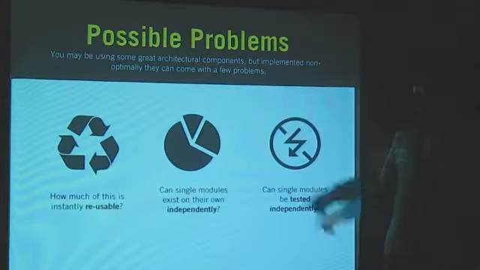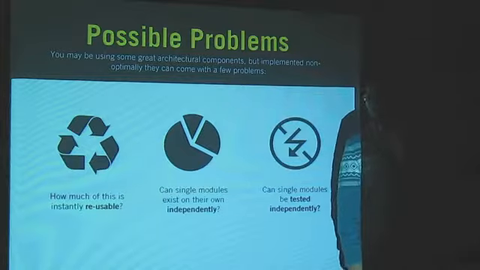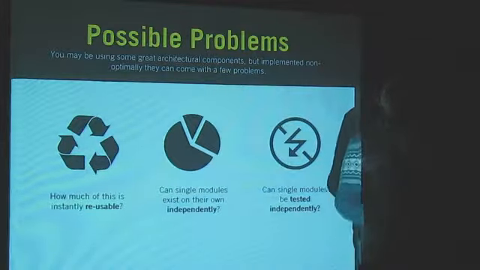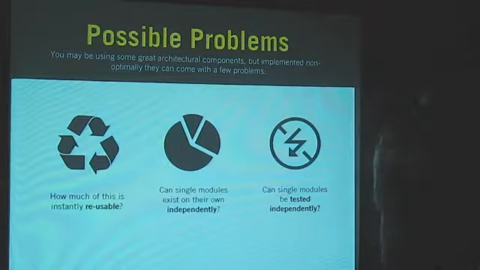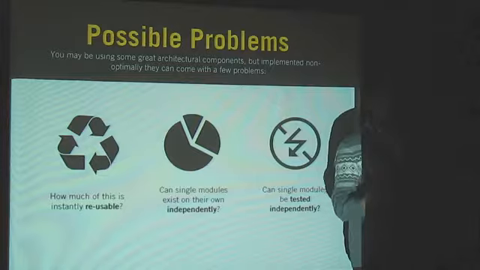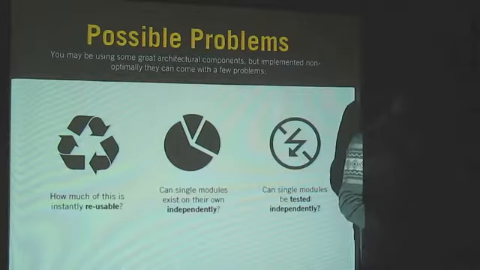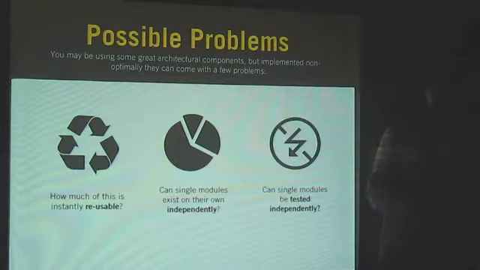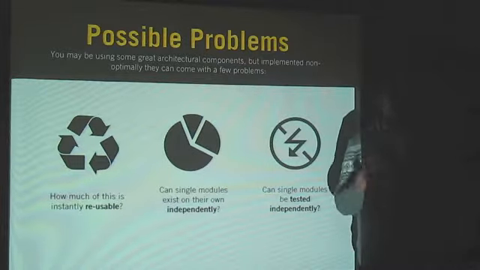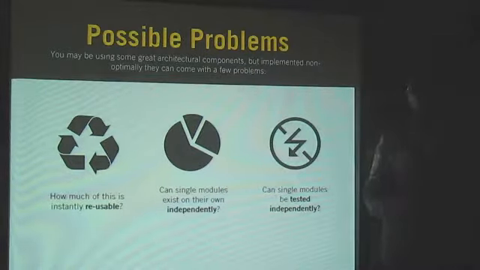So here are some of the possible problems with what we're doing right now. How much of what we're writing right now is instantly reusable? If I went into any of the repos that you guys are working on right now, and I picked up a particular module or a particular widget, would I be able to use it in my own projects right away? And you have to think about that when you're working on large applications, because you're eventually going to grow. Hopefully your application and the company are going to grow.